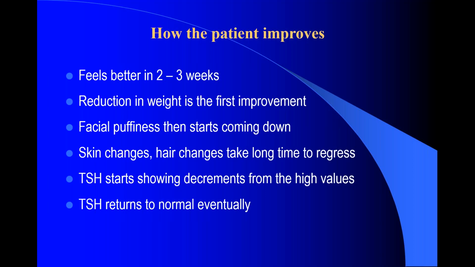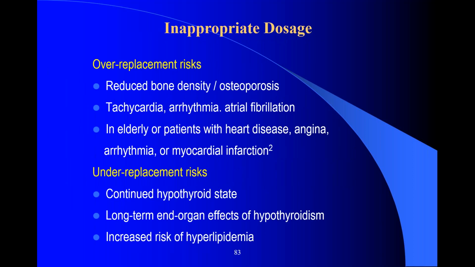Reduction in weight is the first improvement, followed by facial puffiness, and then skin changes and other things take a long time to regress. Then TSH starts showing decrements from the high level, and TSH returns to normal eventually, and you may fix the dose on that. Levothyroxine is thyroid hormone, basically replacement of thyroid hormone.